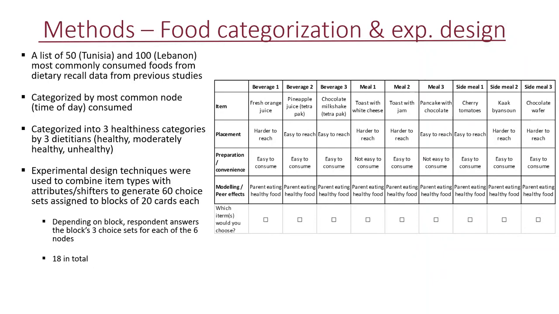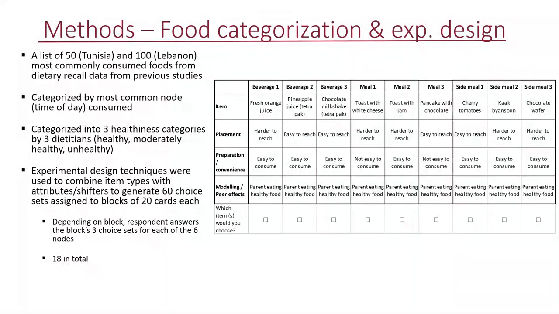And of course, a lot of nutrition research went into assigning these types of foods into healthy, that would be, for example, a banana, or medium healthy or unhealthy items. So an unhealthy item would be, for a juice, for example, a soft drink. So we assigned these food items to this variety of health levels. And of course, to the different nodes. Different nodes entailed different types of food items, whether it's a breakfast or a lunch or what have you. And again, assigned to different health levels.